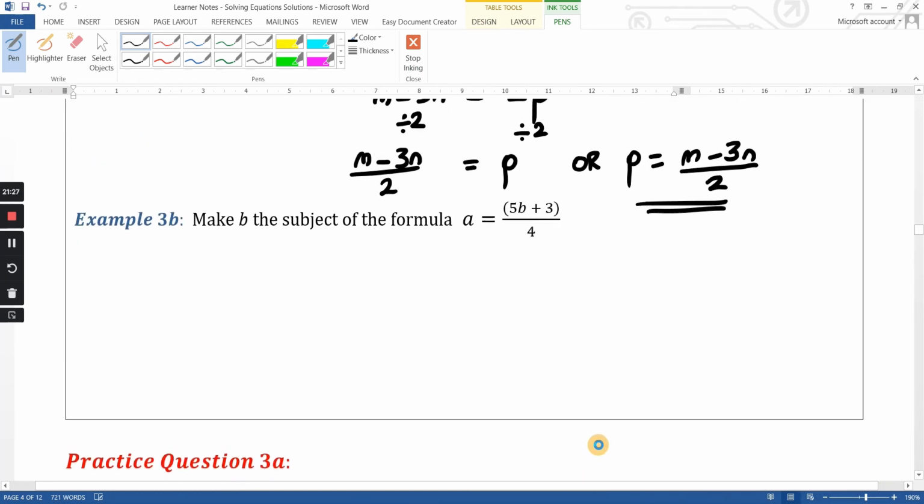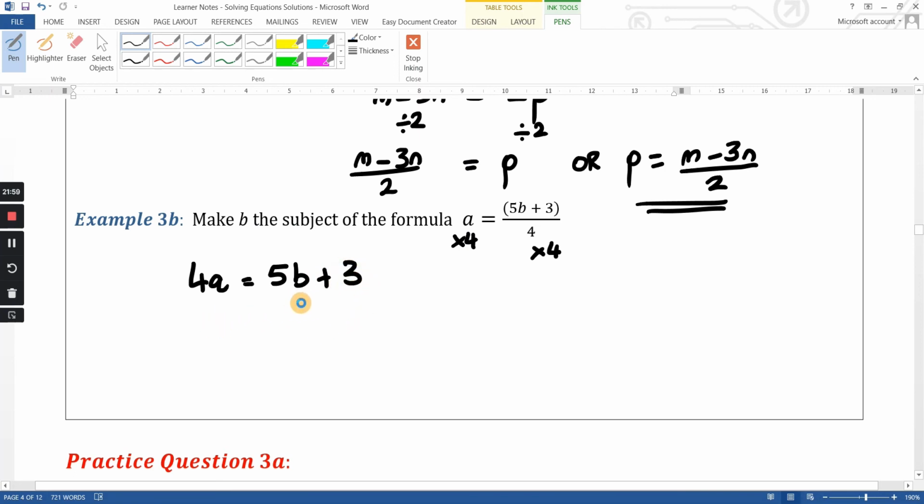Let's do the next one. Make b the subject of the formula. So I'll have to get rid of the fraction. So again, I'm going to have to multiply that by 4. I'm going to have to multiply this side by 4 as well. So I'll get 4a equals, and remember, it just gets rid of the fraction. The numerator doesn't change. That stays the same.